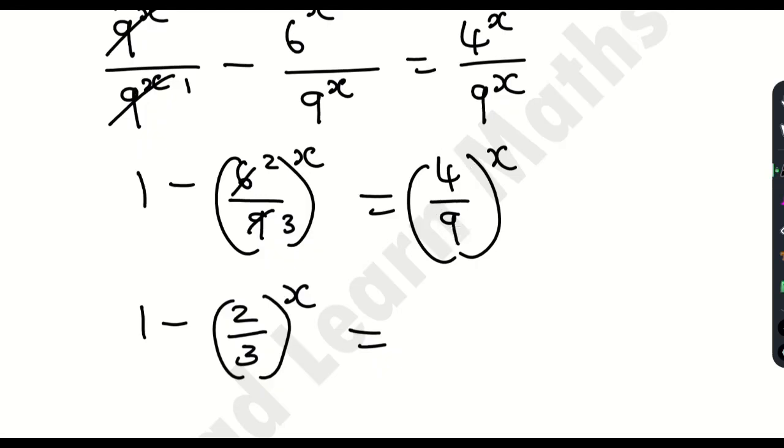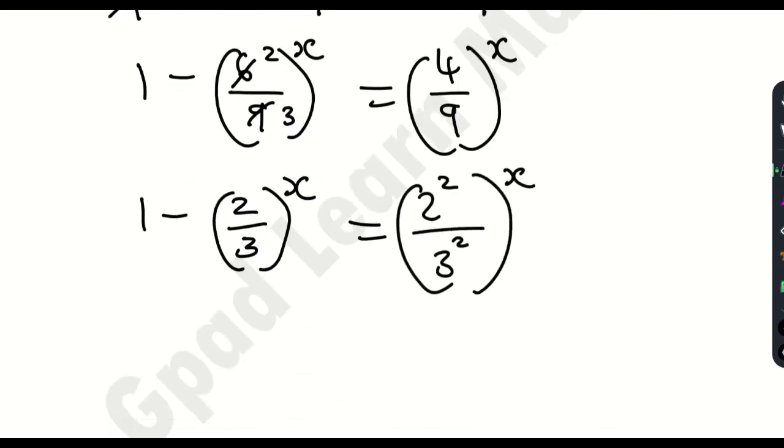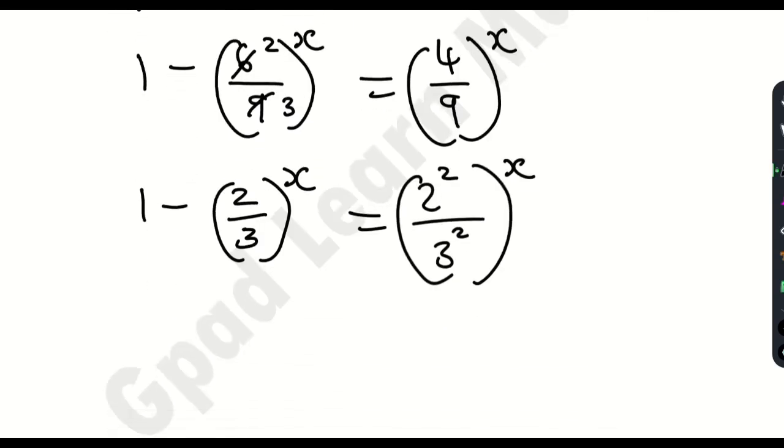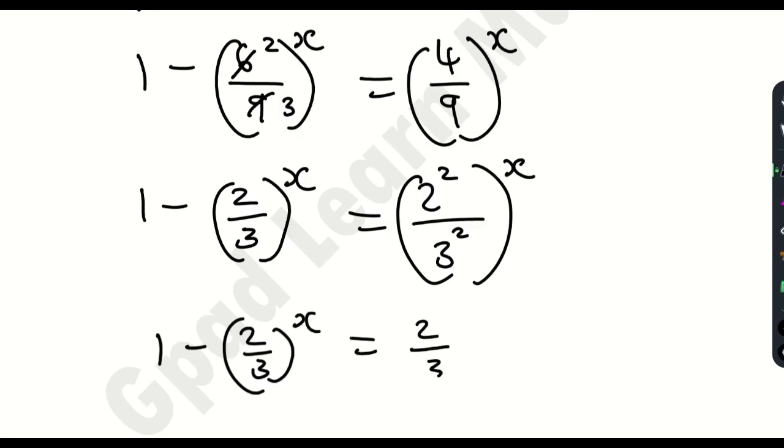Well, I cannot divide, but what I can do is to express 4 as 2 raised to the power of 2 and 9 as 3 raised to the power of 2. So it's going to be 2 raised to the power of 2 over 3 raised to the power of 2, all raised to the power of x. The same thing I did before, I'm going to write here 2 over 3 all raised to the power of 2. But we still have the exponent of x like so.